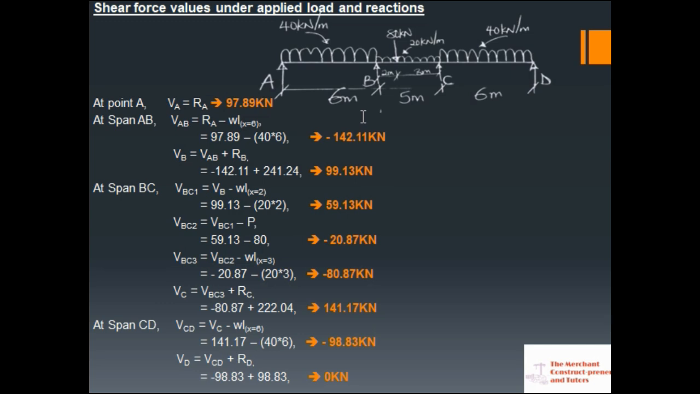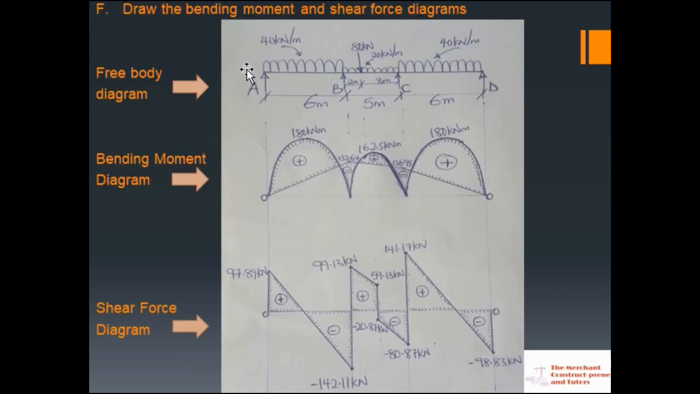That's the reason why I made this explicit, so that you understand step by step how we came about these values here. Okay, having understood this, we move over to the next step, which is to draw the bending moment and shear force diagram. So this is the free body diagram that was given to us, the loading conditions: uniformly distributed load, point load, and uniformly distributed load.